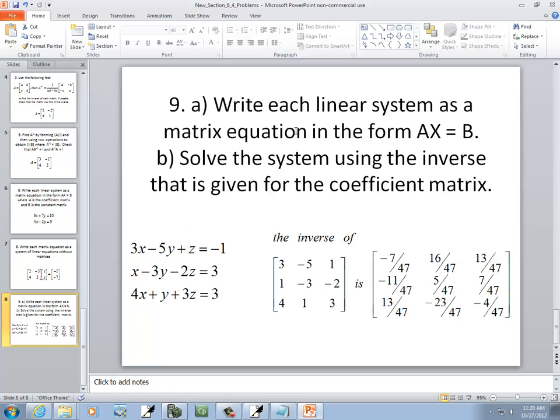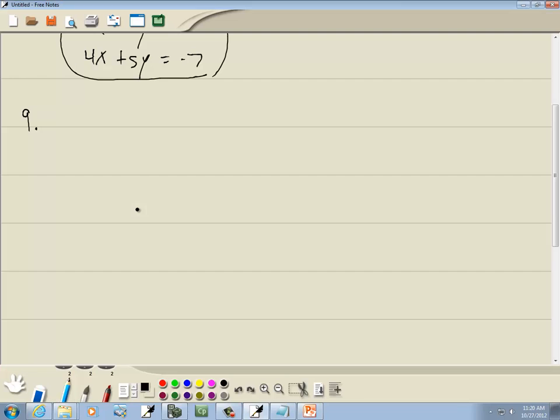But anyway, write each linear system as a matrix equation. So let's start off first with that. We got 3x minus 5y plus z equals -1. Then x minus 3y minus 2z is equal to 3.